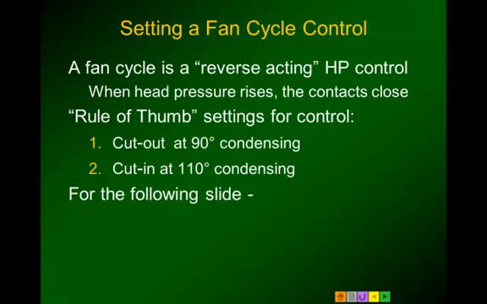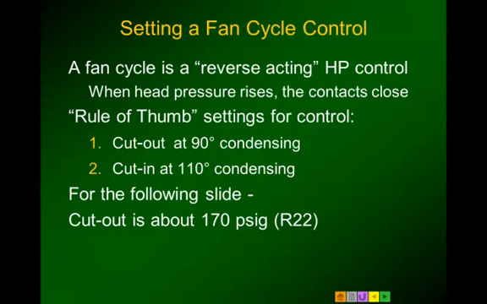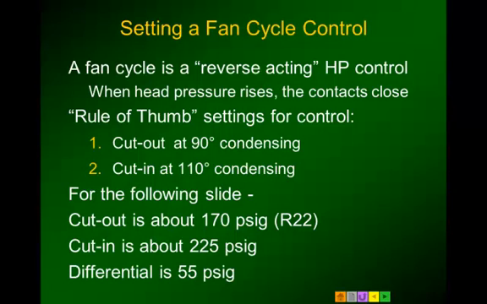Let's follow the following slide here and see what we're going to do about it. We're going to cut out at 170 psig. Now remember, the cutout is at 90 degrees, so 170 pounds reflects the PT chart of R22 at 90 degrees. It's going to cut in at 225 pounds because 110 degrees going to the PT chart for R22 would be 225 psig. And the differential we would adjust to 55 pounds then.